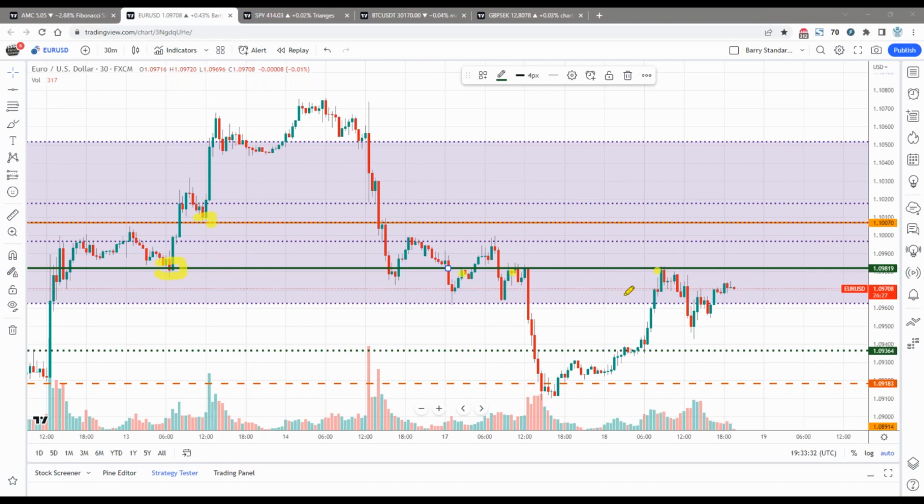Now, all of this, we're making decisions, but we haven't made a trade yet. We have to decide when we're going to do something and take an action. We have to get off the sidelines.